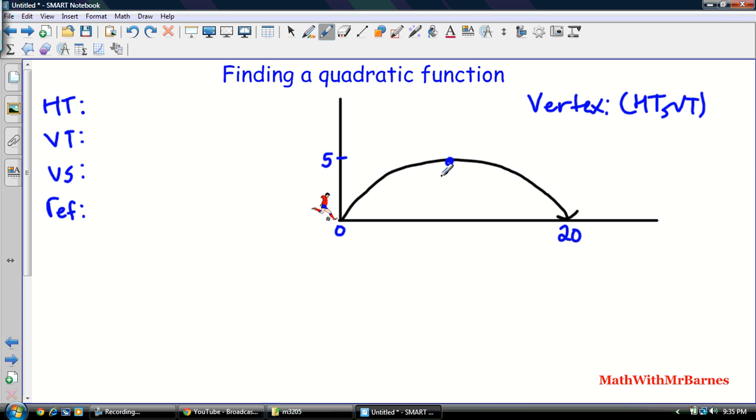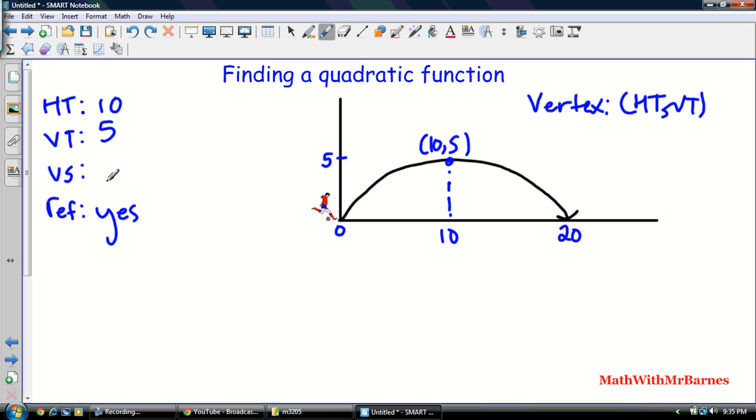All right. So your vertex, in this case, well, we know that a quadratic, a parabola, is symmetric. So if the total distance is 20, this must be 10, and this is 5. So my vertex is 10, 5, or my HT is 10, my VT is 5. Okay, so right in the middle there, 10, 5. Now my VS, there's a couple different ways we can go about finding that. We'll skip it just for now. My REF is going to be, yes, this guy is opening down. Okay, so there is a reflection.